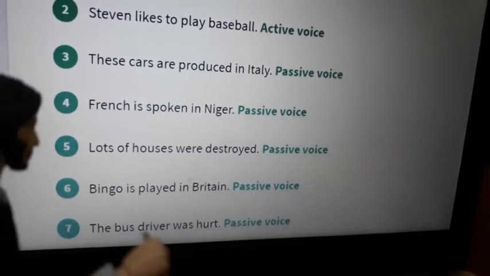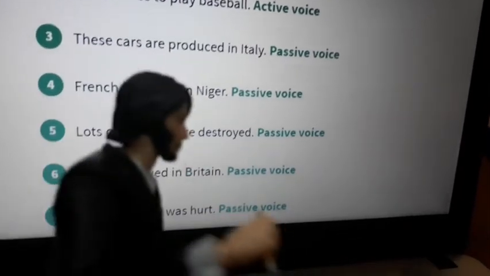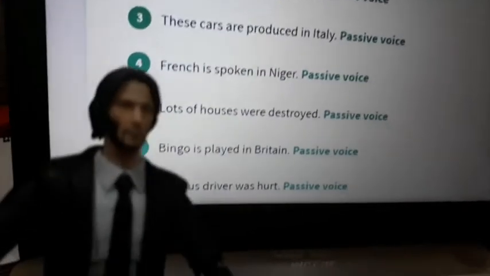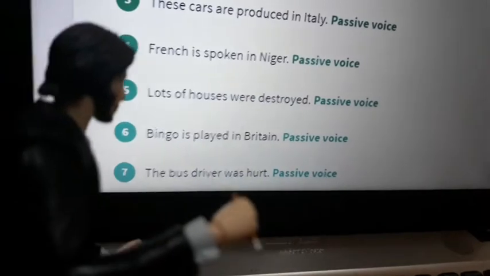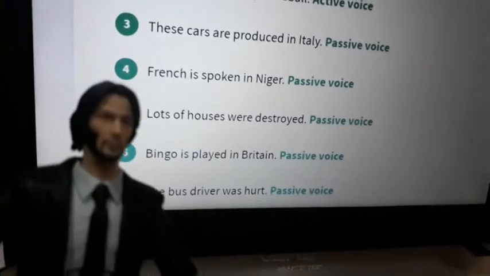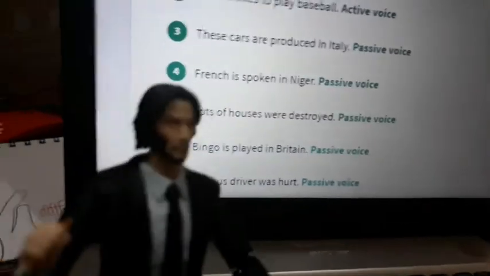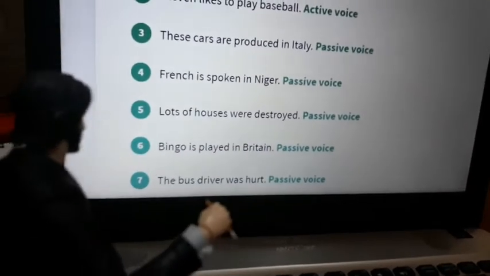The bus driver was hurt. Passive voice, the same, because we're talking about what happened, and the verb to be is in past here. What happened to the bus driver? You say, hey, what happened to the bus driver? No, the bus driver was hurt.